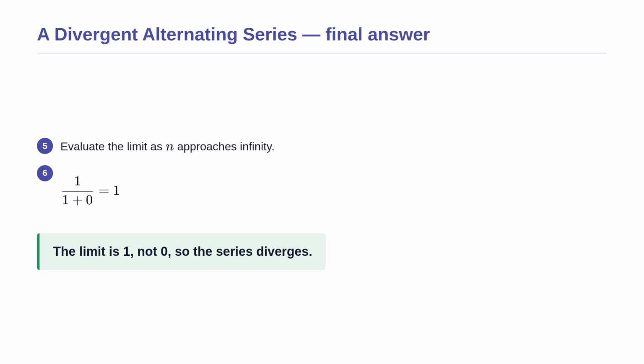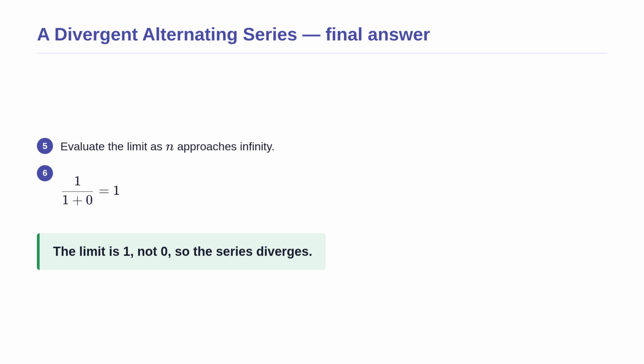Continuing our calculation, we look at what happens as the index goes to infinity. The small fractional part, 1 divided by n, shrinks to exactly 0. The rest of the expression simplifies easily, and the final limit evaluates to the number 1, not 0. This is a critical failure of our required conditions.